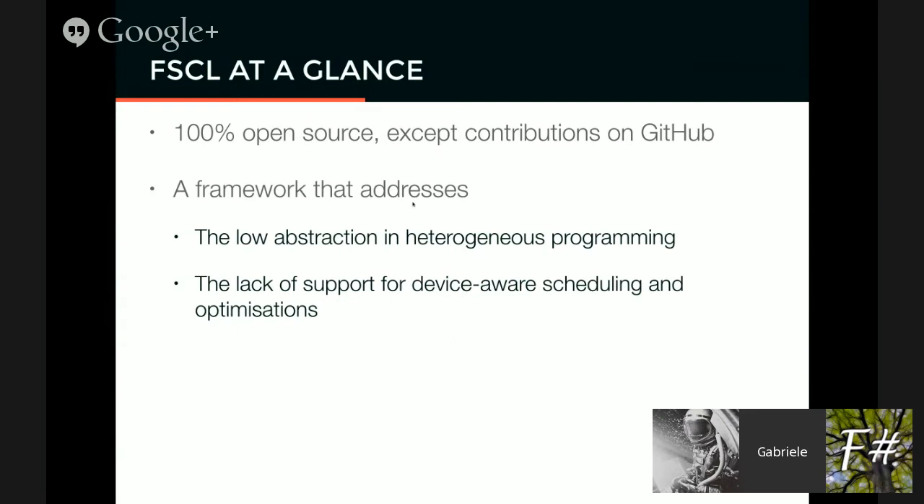So this is why FSCL was born, to cope with these two issues. And it's an open source project. You can find it on GitHub. You can find it as a package on NuGet, ready to use. So just, if you want, download it and use it.